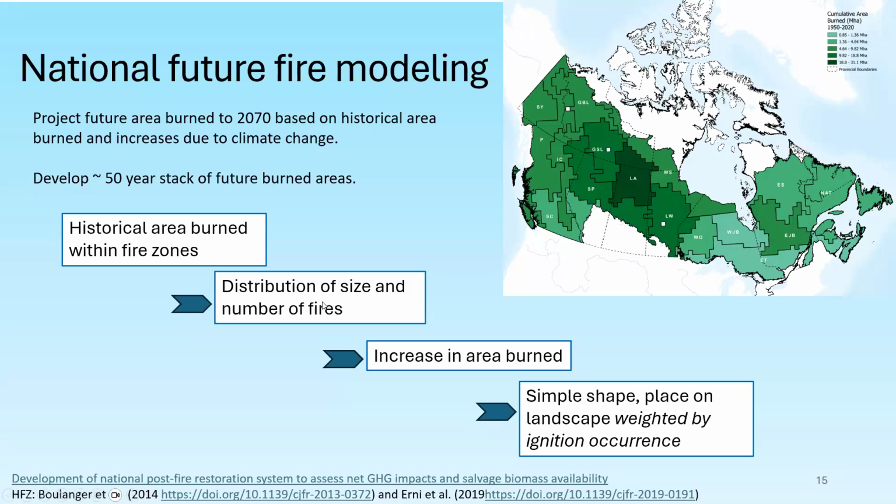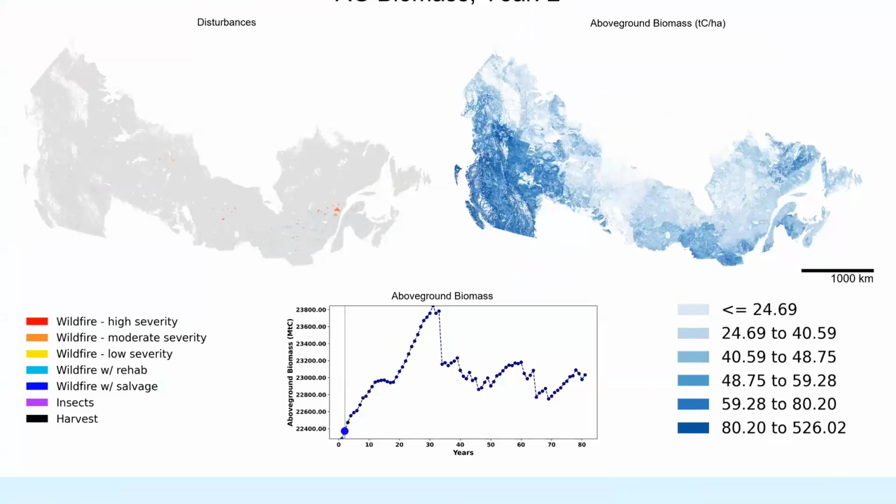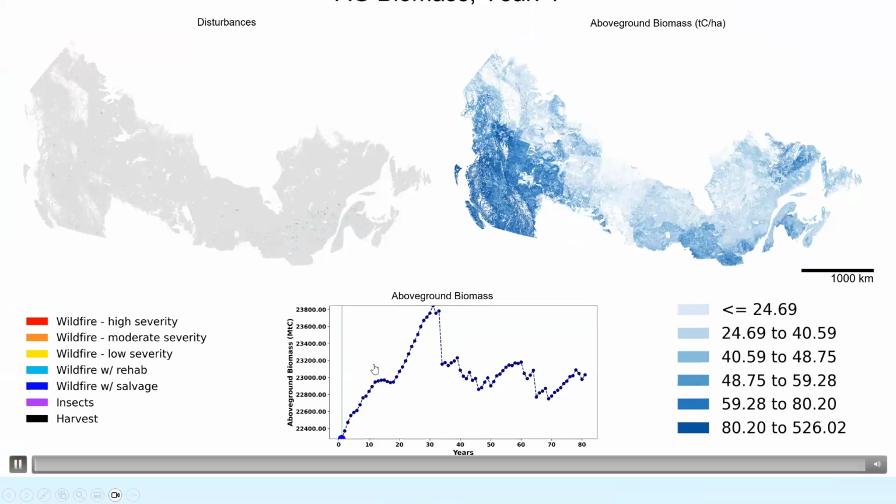So we look at the area that's burned in the past, we fit it statistically, we increase the area that's burned in the future, and then we simply place it on the landscape. And at first we had randomly placed it. Now we're starting to weight it by the ignition occurrence to make it a little bit more realistic. I'd like to show you what this looks like rather than going through a lot of the methodology. So I'm going to show you an animation. There's going to be above ground biomass on the right. Don't worry about that. We're going to focus in on the disturbances on the left.